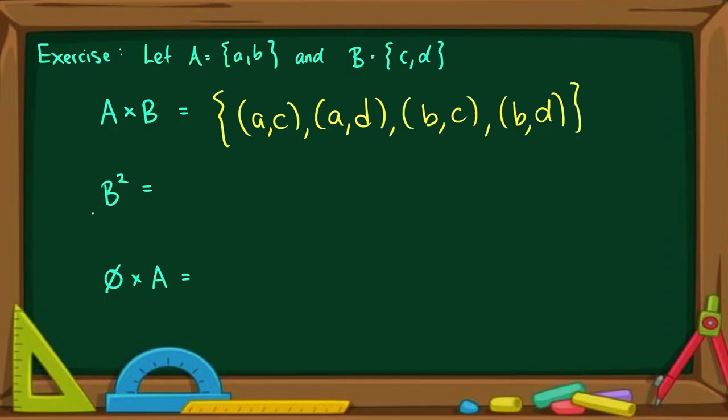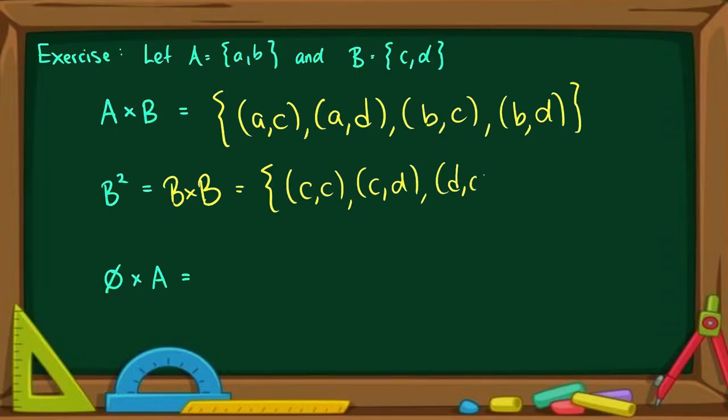B squared. What does B squared mean? Well, B squared really just means B cross B. So this means the first element comes from B, and the second one comes from B. So we can have c and c, we can have c and d, we could have d and c, and we could have d and d. So it's still the same procedure for building these. Just because it's the same set doesn't mean that we treat it any differently. The first element comes from B, and the second element comes from B. You'll still have 4 things in that set.